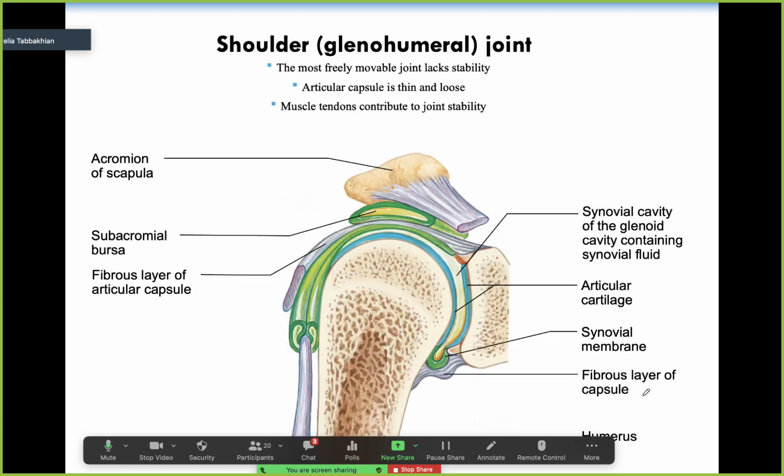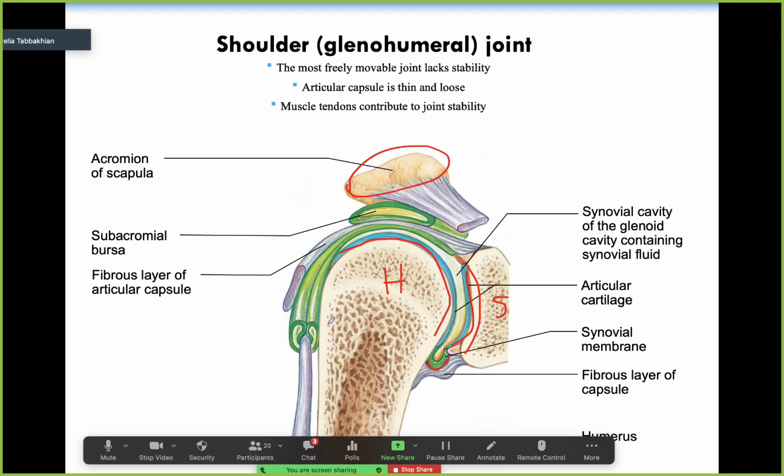Now this looks a lot more complicated. It's all the same except for one difference, and I'll tell you that difference in a second. We have the humerus. We have the scapula here. The scapula, remember, has the glenoid cavity, which is the opening, and the acromion, which is the top of the scapula. In blue, articular cartilage there and there.